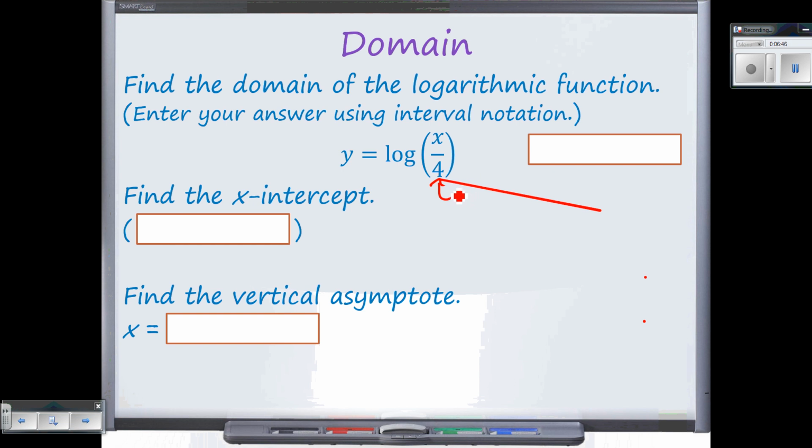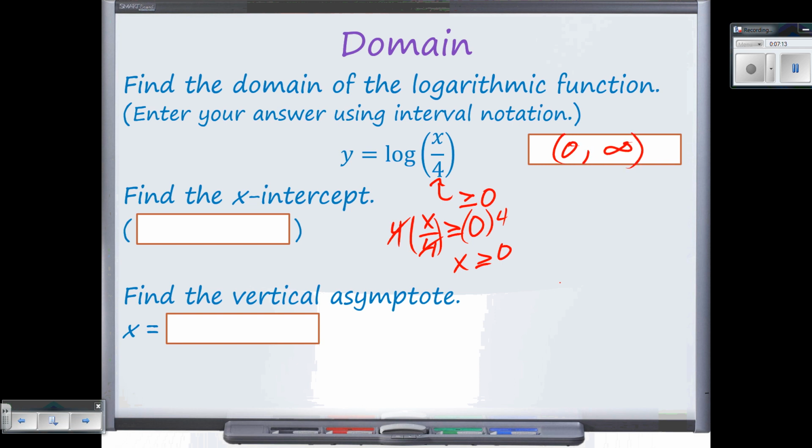So what we know is what's inside the log must be greater than or equal to 0. So we have x over 4 is greater than or equal to 0. If I multiply through by 4, the 0 is going to stay the same, and my 4 goes away in the denominator. If I multiply both of these by 4, I get x is greater than or equal to 0. So my domain has to start at 0 and go to infinity. There's no negative portion because it's greater than or equal to.